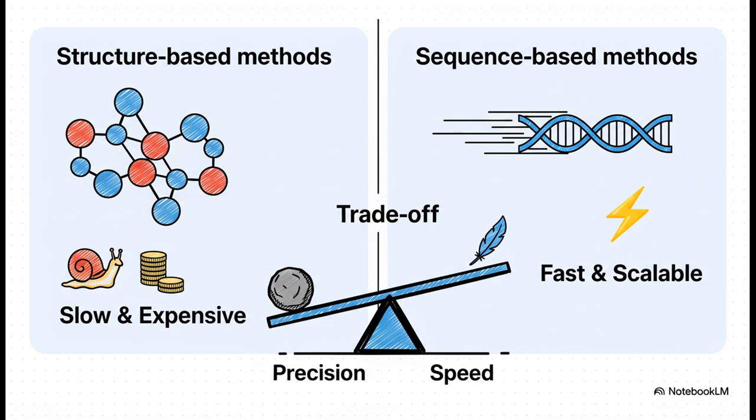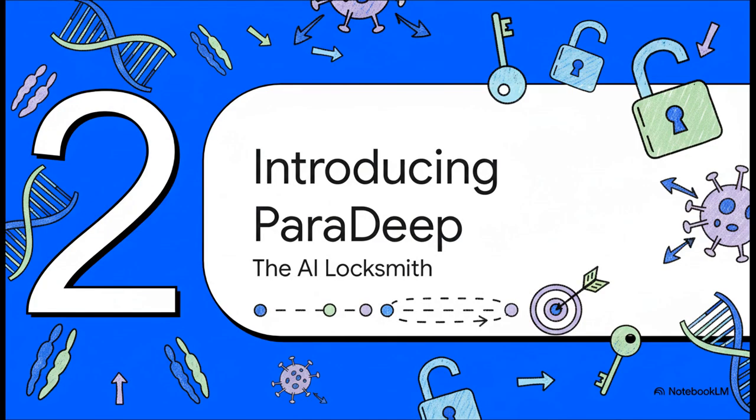Then, on the other side, you have sequence-based methods. These just use the simple genetic blueprint. They are way faster, you can do them at a massive scale, but the trade-off has always been that they're just not as accurate. So you're stuck, right? It's this classic choice between precision and speed. But what if you didn't have to choose? What if you could actually bridge that gap and get the best of both worlds?